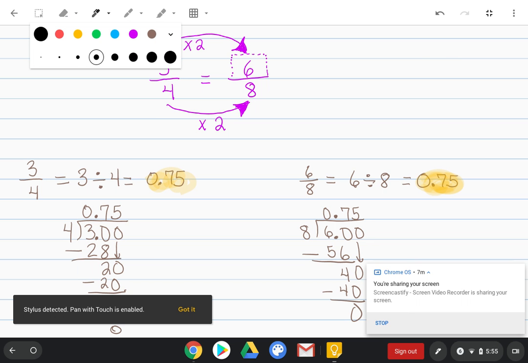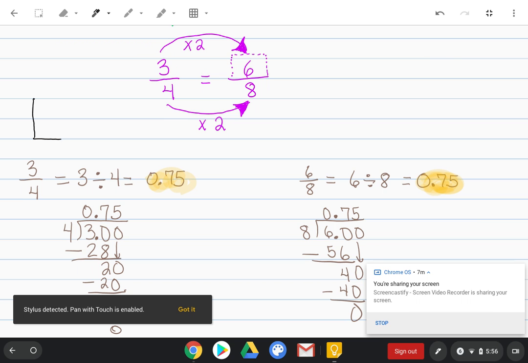Okay, so I'm going to represent the fraction 3/4. So what I'm going to do is I'm going to draw a shape, and I'm going to divide it into 4 equal sections. Okay, so 3/4 literally means that I have 3 sections. That's 1, 2, 3 sections out of 4.